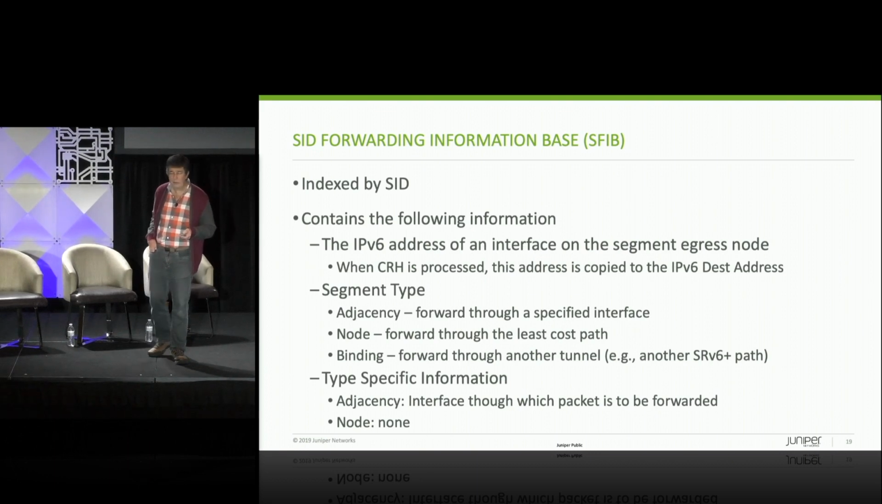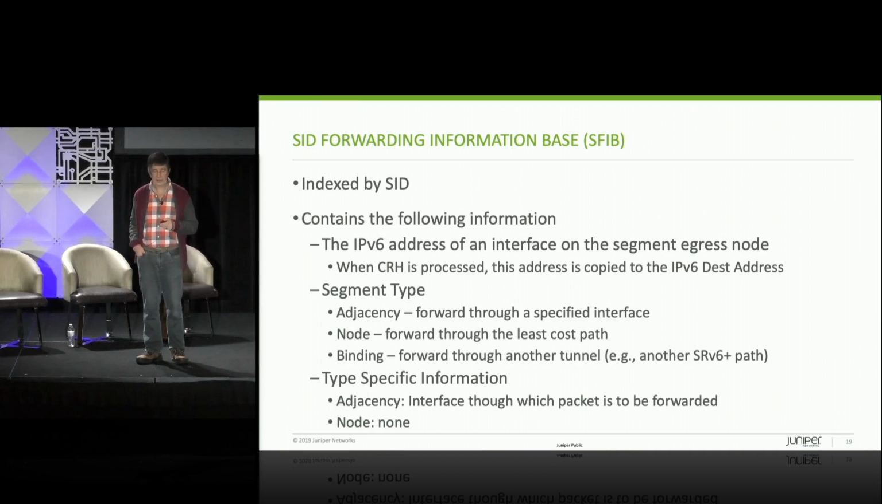Now, what does this forwarding information base look like? Well, remember when we're processing the CRH, we look at segments left, which is indexed into the SID list. We find a SID, and we look for an SFIB member that is indexed by that SID. That member contains an IPv6 address. We will copy that IPv6 address to the destination address of the packet.